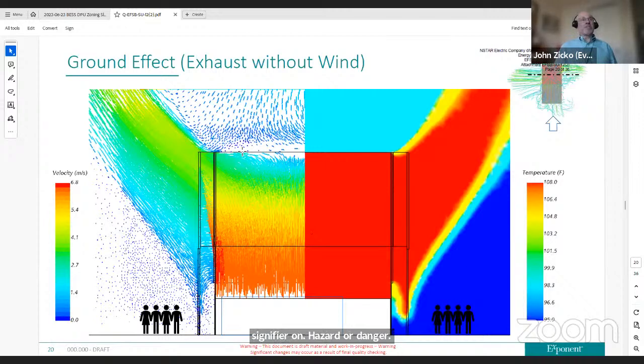When these were prepared, we did not correlate it with hazard or danger. The colors were chosen so that we could show the contrast. On the temperature side, you can see that the red area is well away from the people that are depicted, and the people are in the blue area closer to the ambient. It was more to show contrast than anything.